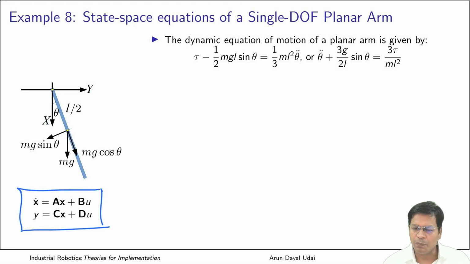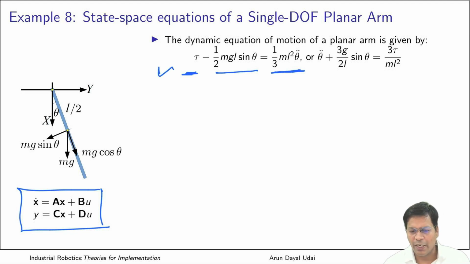So the dynamic equation of motion of this planar arm will be given as tau minus, this is the external torque, this is the torque which acted due to the gravity. So the difference of that is actually the driving torque. So it is nothing but I theta double dot. I is the moment of inertia of this link, okay, so that is 1 by 3 ml square. Theta double dot is the acceleration at an instant of time t.